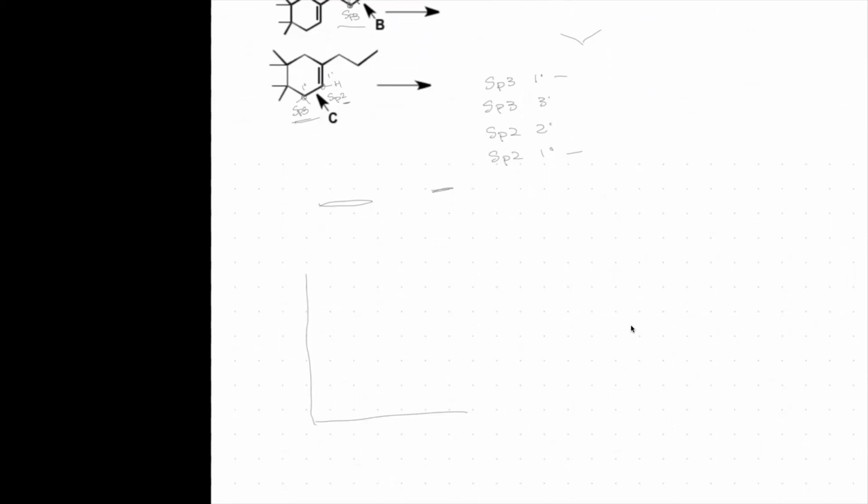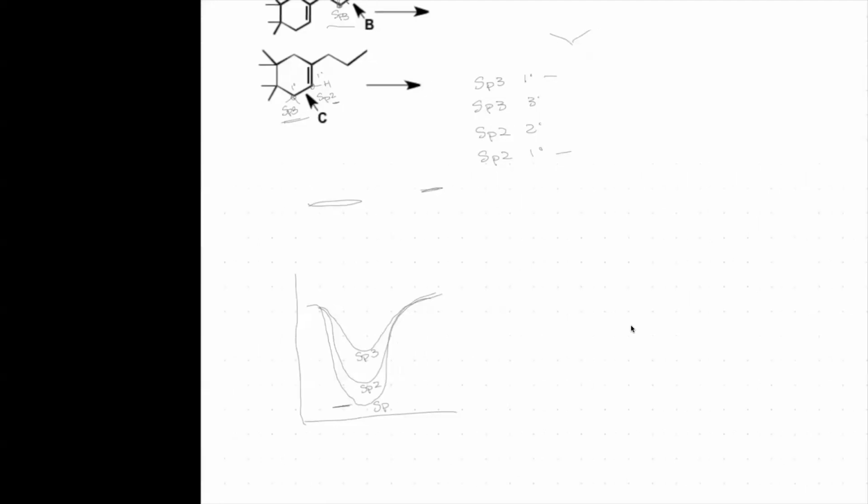Well, okay, so here's the thing. If we go back to our reaction coordinate, oh gosh, please don't judge me for this, right? SP, SP2, SP3. SP is the most stable, right? You guys learned this last week.